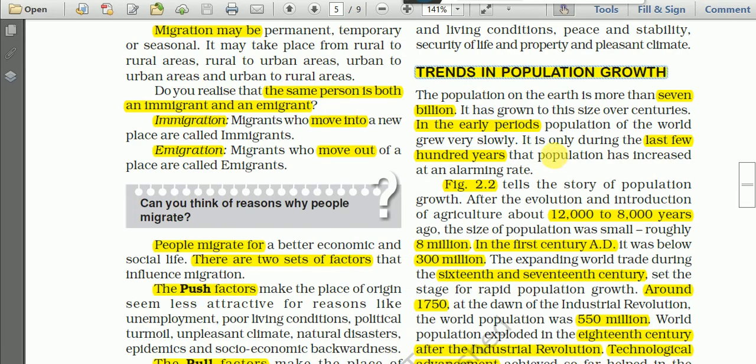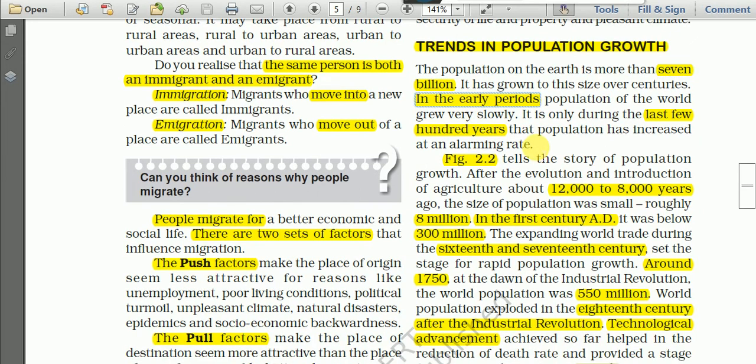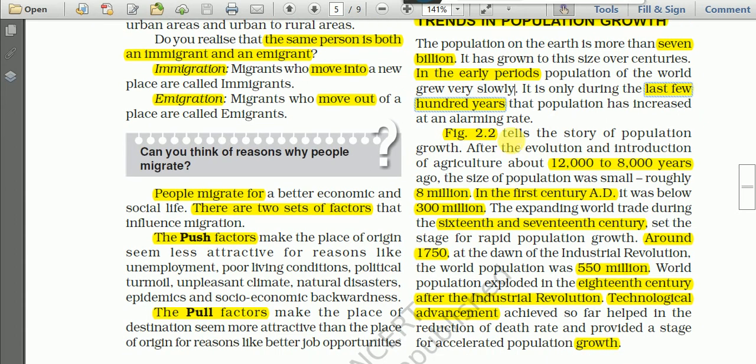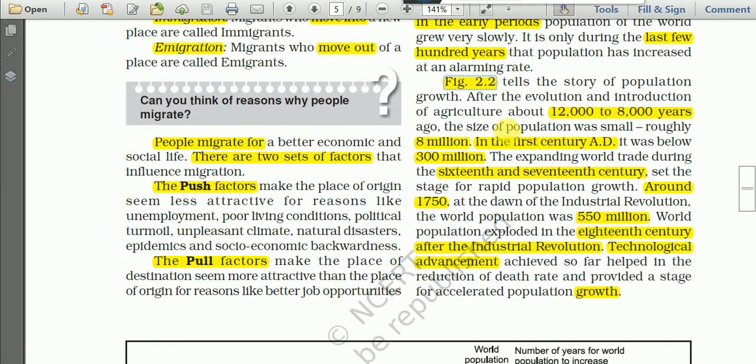So let us read. The population of the earth is more than 7 billion, and it has grown to this size over centuries. In the early periods, the population of the world grew very slowly, and it is only during the last few hundred years that the population has increased at an alarming rate. Means there is a rapid increase in the population. Figure 2.2 tells the story of population growth, that is trends in the population growth of the world.